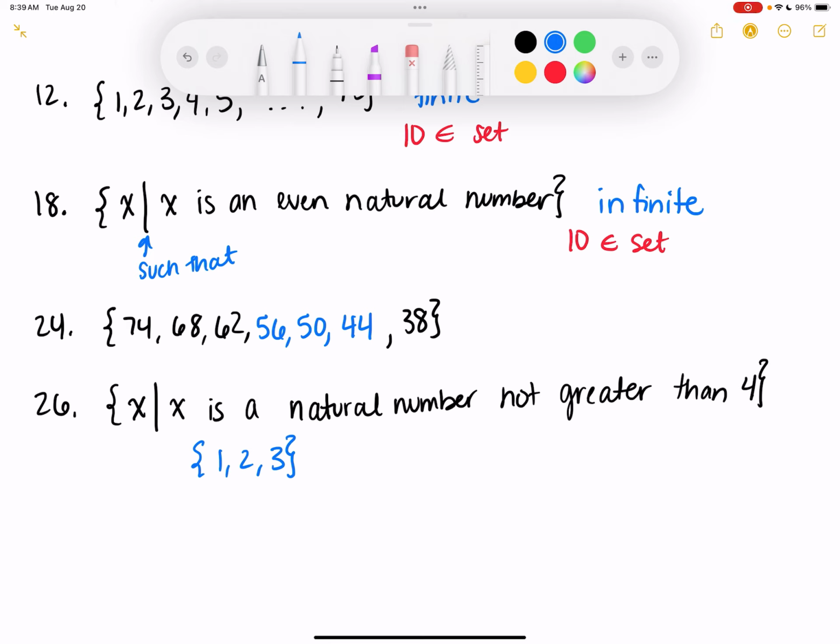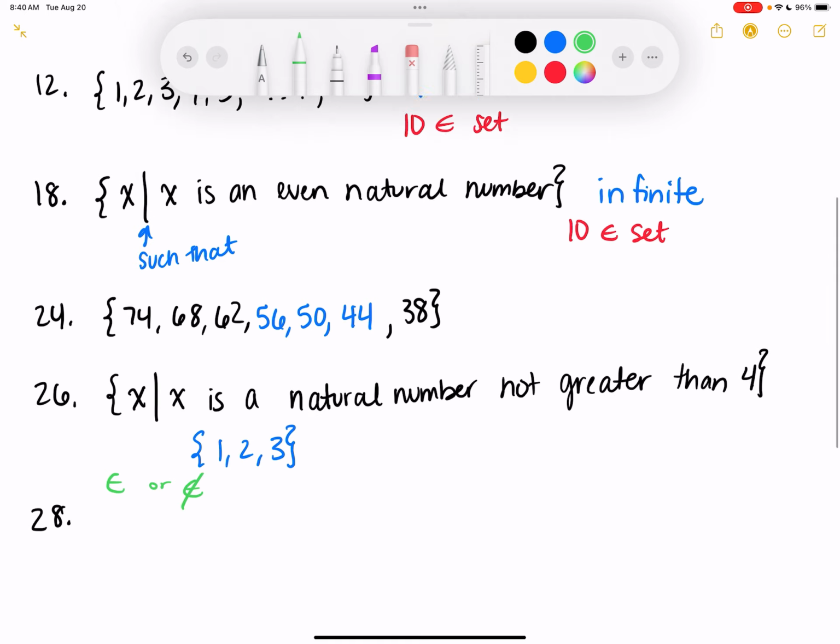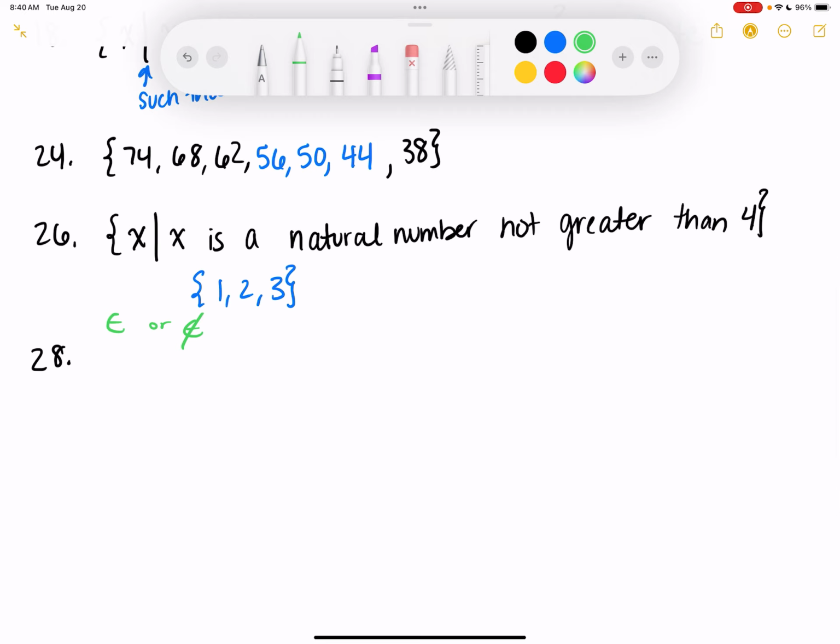All right, any questions about that at this point? Awesome. All right, 28. We have these ones say to insert basically the little e that I was making up here for element of. If it's not an element of, we put a slash through it. So basically we're saying that it is an element or it's not an element. Those are our 2 options for these ones. And we're filling in the blank.